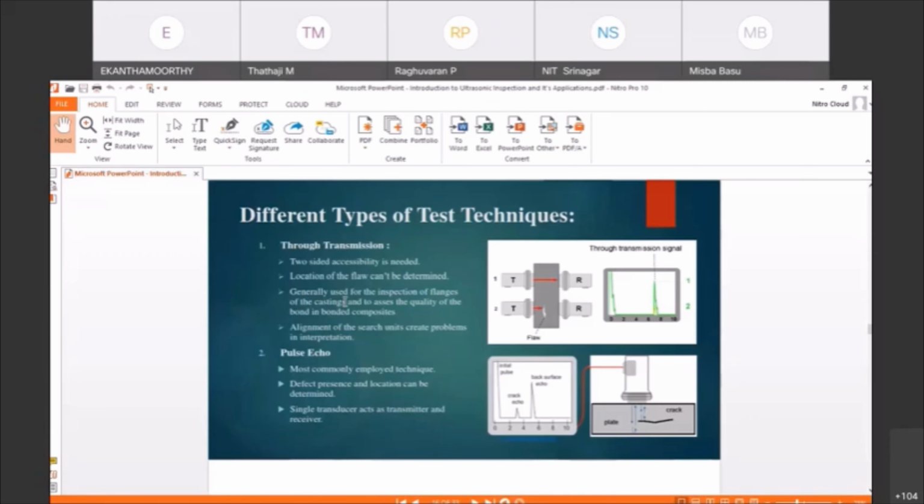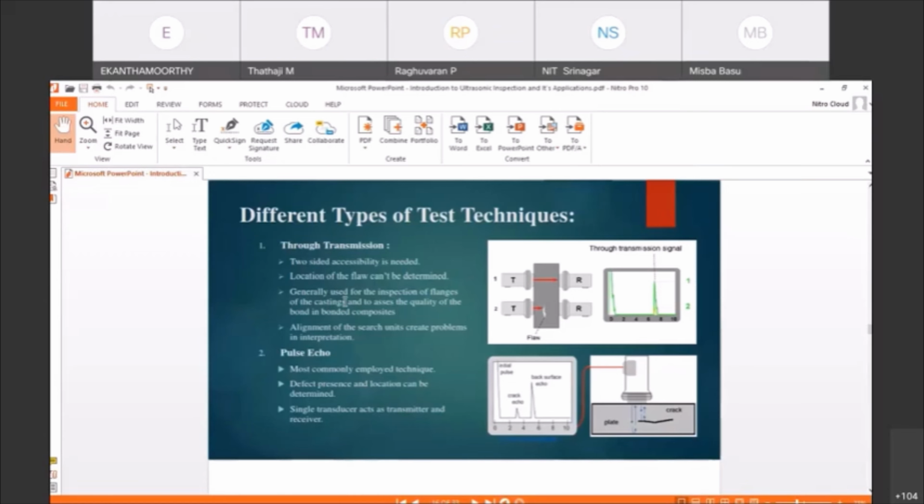Now see the pulse echo. Pulse echo is the most widely employed technique. Why? In radiography, as everybody is aware, like any other technique, you need access, at least from both sides. In pulse echo, single side access is sufficient, since the same probe will send the signal and receive. In radiography you should have access from the bottom also, otherwise you cannot perform it, since we have to place the film there. That's the main advantage of pulse echo.